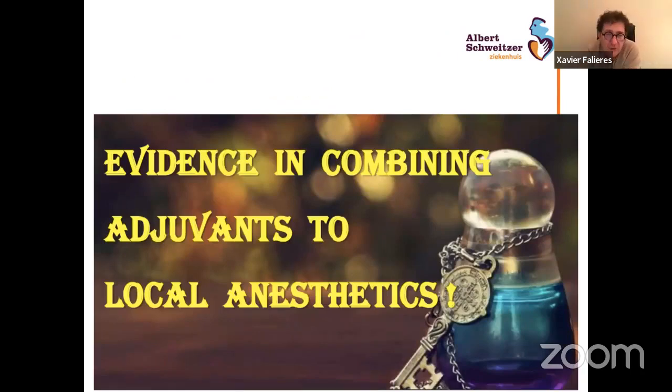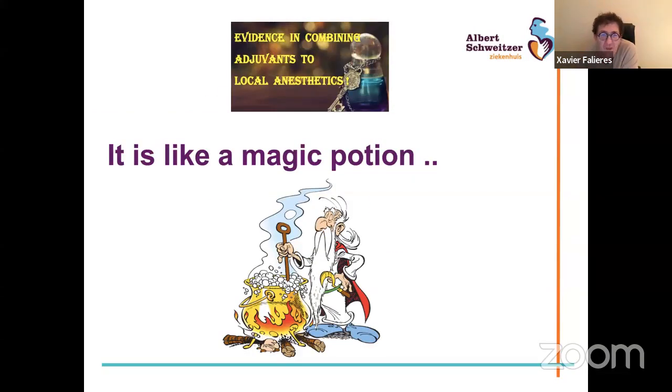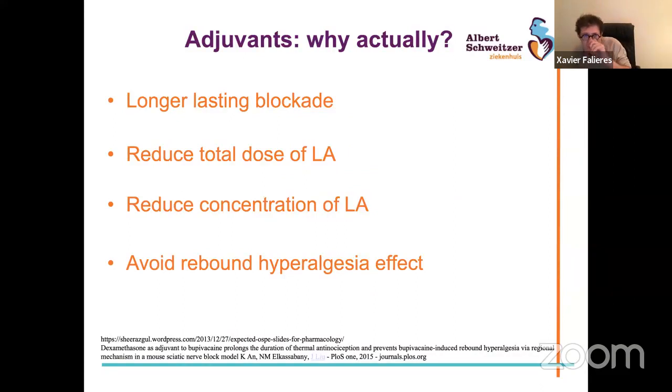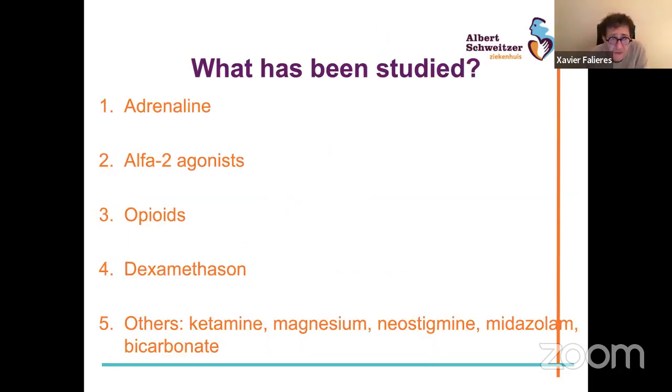Then I will tell you some words very quickly about adjuvants, because if you have some of them, it can be very interesting to use them to prolong the effect of the blocks. It will give you a longer lasting block. You will reduce the total dose of local anesthetic, reduce the concentration, which can be very useful for you when you need a huge amount of local anesthetic. And now I'm very busy with a big study about the rebound pain, but that's not a subject for today. So what do we know? Adrenaline, epinephrine, the alpha-2 agonists, the opioids, DEXA, and the others.